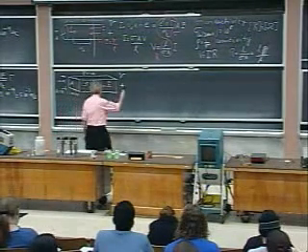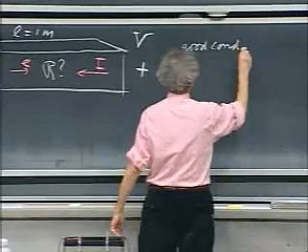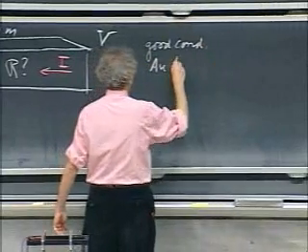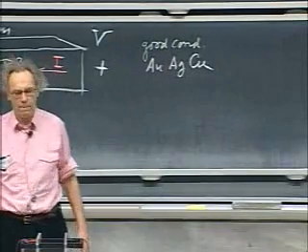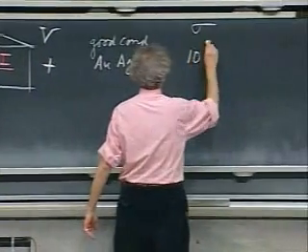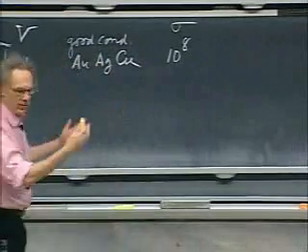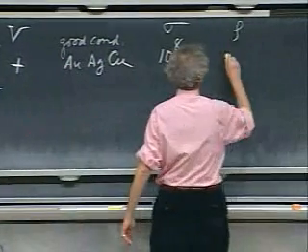So let's take first a good conductor. Silver and gold and copper are very good conductors. They would have values for sigma 10 to the 8. We just calculated for copper. You've seen it in front of your own eyes. So that means rho would be 10 to the minus 8.